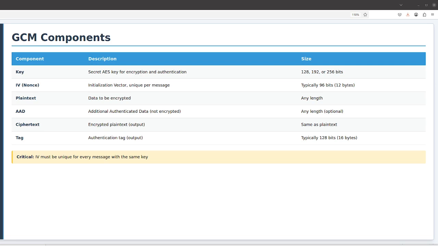The outputs of GCM are the ciphertext, which is the encrypted plaintext and has the same length as the plaintext, and the authentication tag, which is typically 128 bits or 16 bytes. The tag proves that both the ciphertext and the AAD haven't been modified.